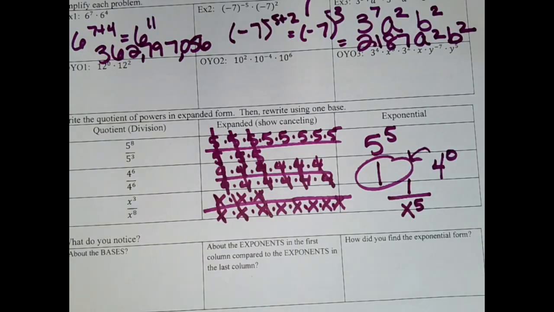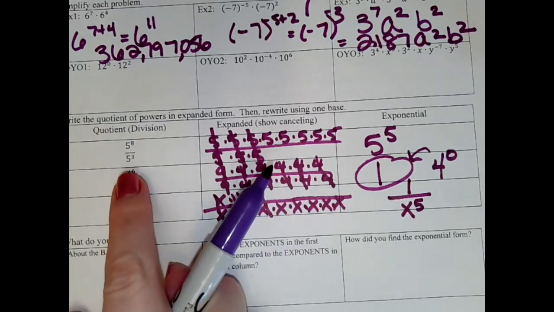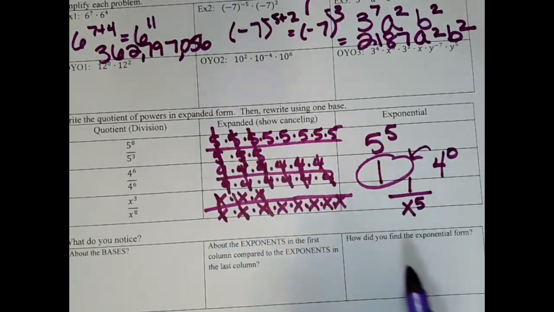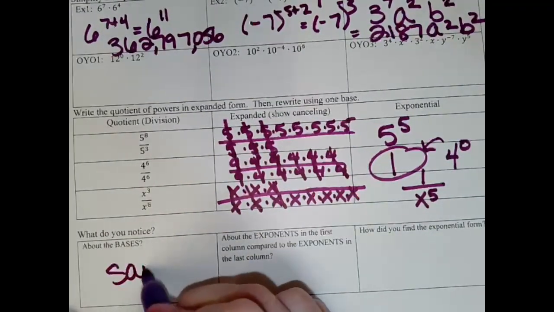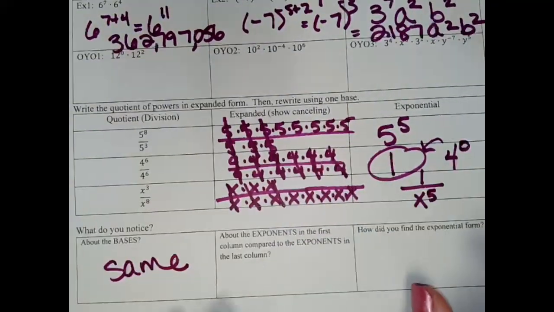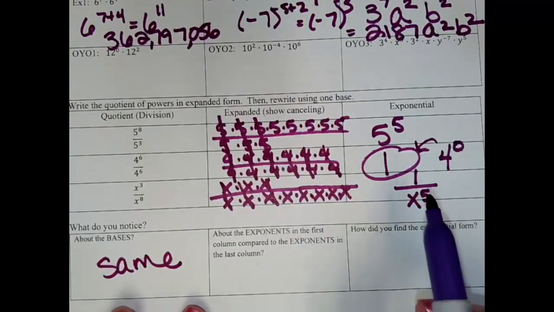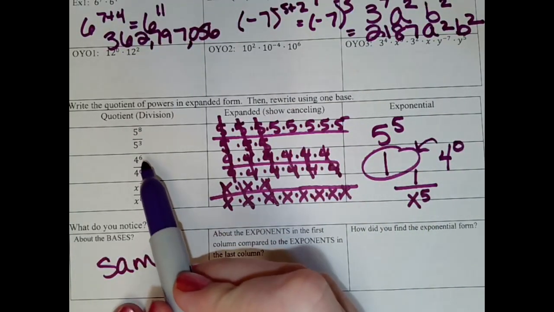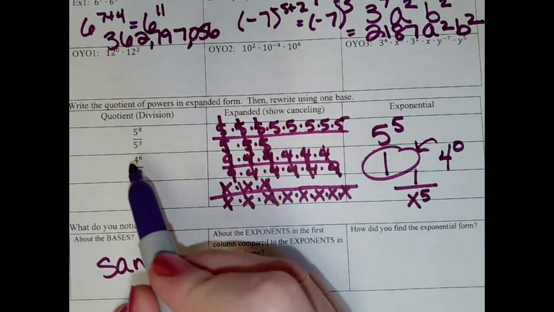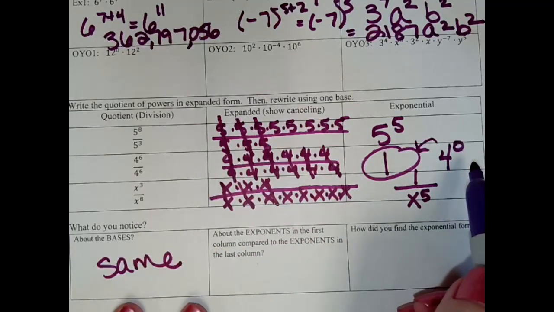So let's talk about what's happening. What do you notice about the bases? From this form to this form, the bases never change. They always stay the same. It's the same idea with when we were multiplying. What about the exponents? So here we had 8 over 3 and it became 5. Here we had 6 over 6 and it became 0.